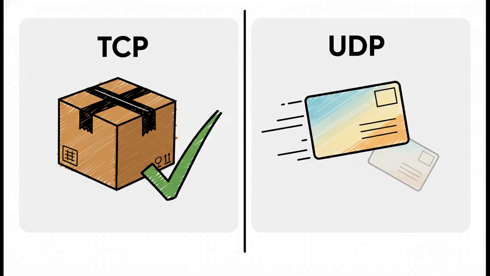You ever wonder why your video call might glitch for a second, but a web page always seems to load perfectly? That's layer 4 at work. For a web page, you have to use TCP because every single piece has to get there, guaranteed. It's like registered mail. But for video streaming or online gaming, you often use UDP. It's way faster, but some packets might get dropped. It's like sending a postcard. Speed is more important than perfect delivery.